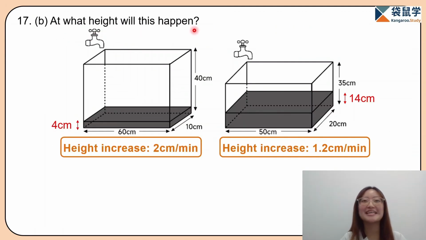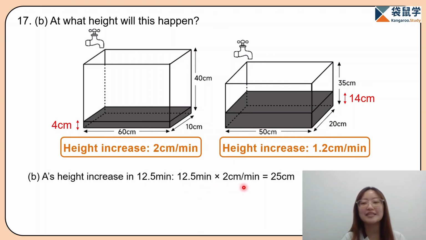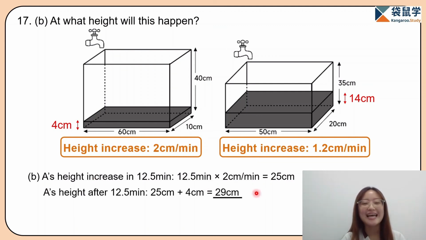At what height will this happen? So we have the height increase of A and the height increase of B. And with our previous answer of 12.5 minutes, we can take 12.5 minutes times 2 centimeters per minute, which gives us 25 centimeters. And this is the height increase for A. And don't forget, we will need to add the original height of 4 centimeters. And that will give us 29 centimeters. Of course, we can find B's height increase in 12.5 minutes as well. And we will still get the same answer in the end. Alright, so we have come to the end of this question.